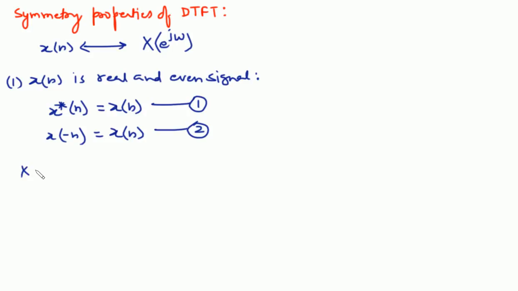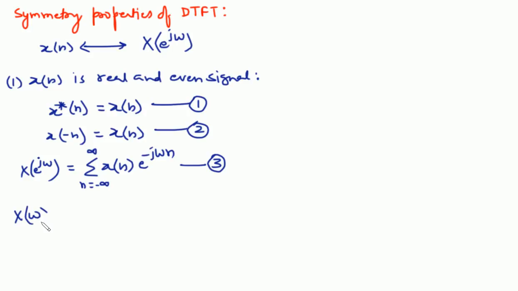Now DTFT of x[n] is X(e^{jω}), that is the summation of x[n] e^{-jωn}, where n is changing from minus infinity to plus infinity. We will use X(ω) instead of X(e^{jω}).